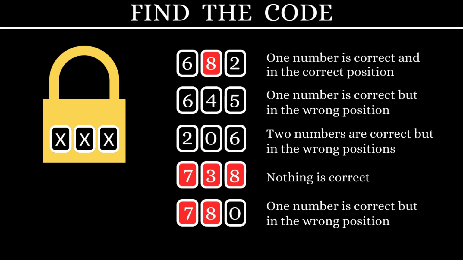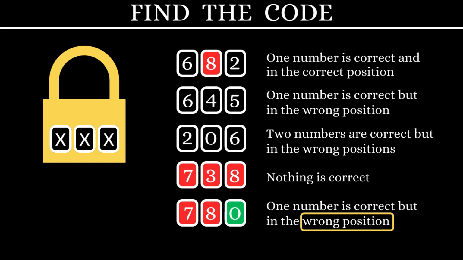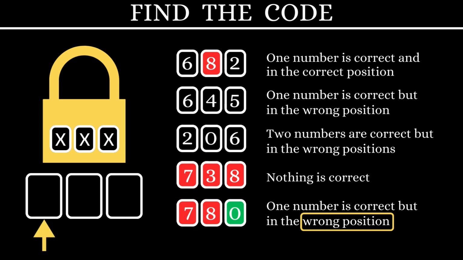Now we'll move to the last statement. 780. One number is correct but in the wrong position. We already know that 7 and 8 are incorrect, leaving 0 as the only correct option. But this 0 is in the wrong position. So it should either come as the first number or the second number.